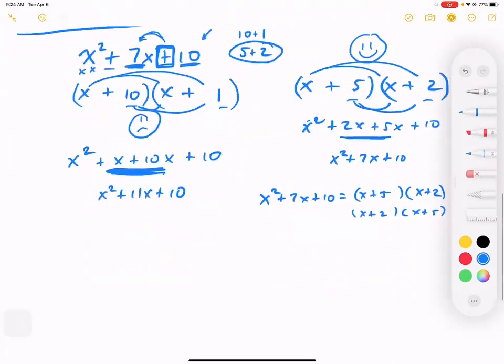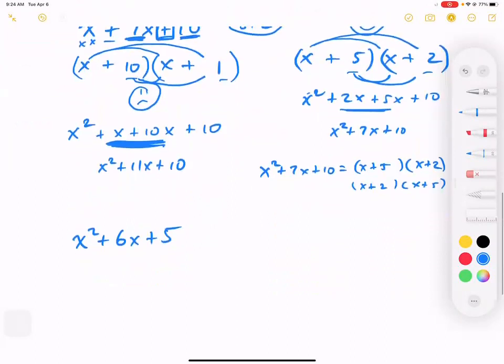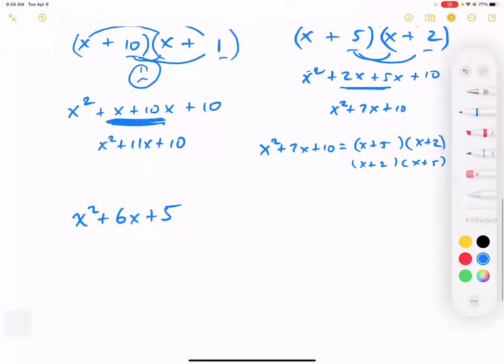Okay. Let's give us another problem. X squared plus 6x plus 5. I want you guys to think of a possibility here that would add up to 6. What are the possibilities to multiply to get 5? And which of those possibilities add up to 6?